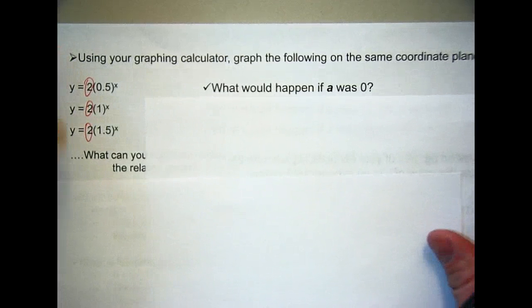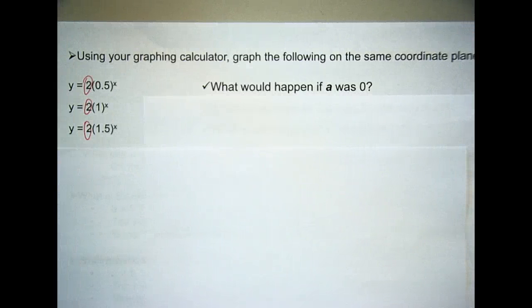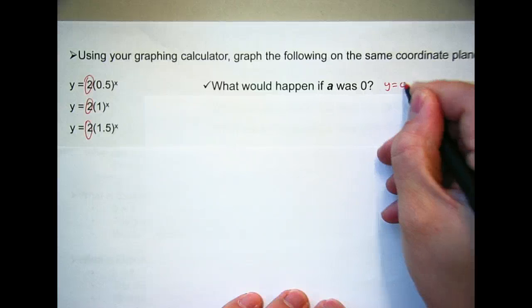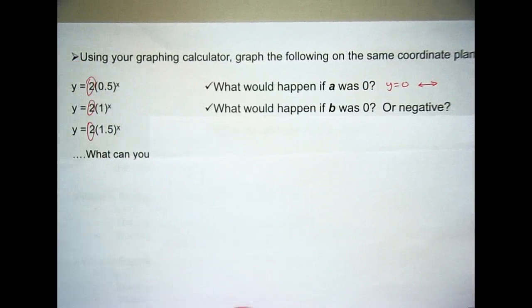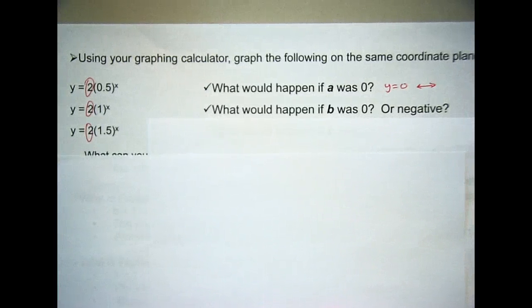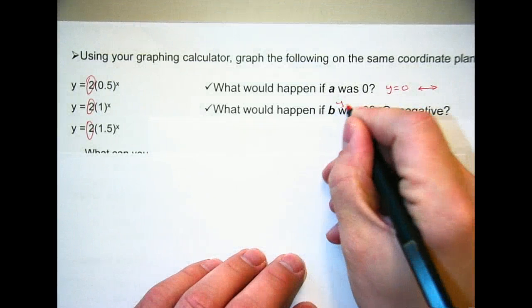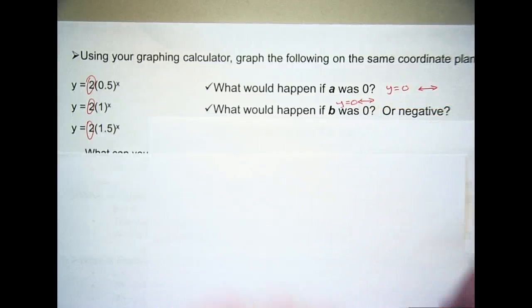Okay, we've talked about what would happen if A is 0. It would become a flat line. We get the equation y equals 0. It would be a flat line. Okay? What would happen if B was 0? Yeah, Cole? Flat line. Once again, you get a flat line. Okay? What would happen if B was negative?